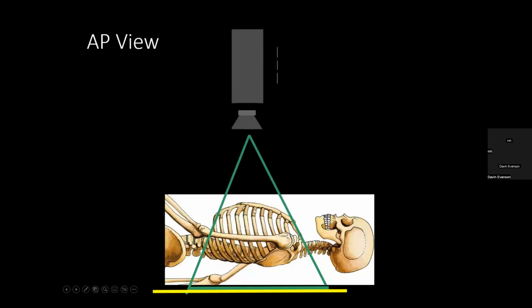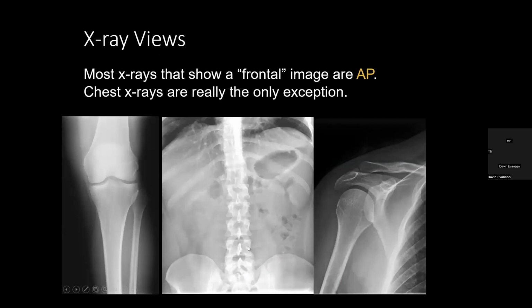So again, this is the AP view. Again, the heart is here. It's an anterior structure, so it will be magnified as opposed to a PA view.